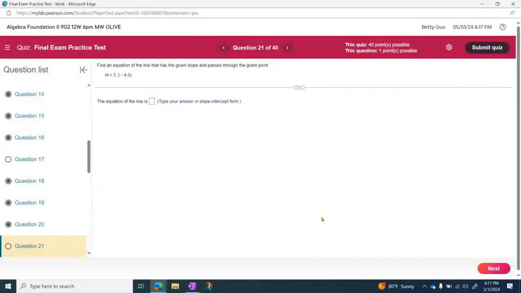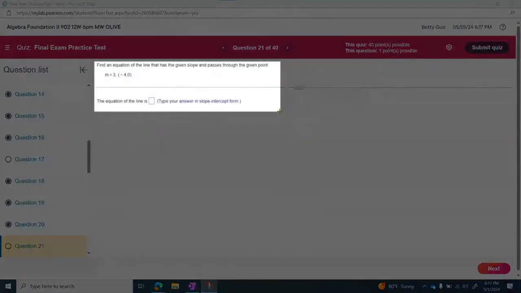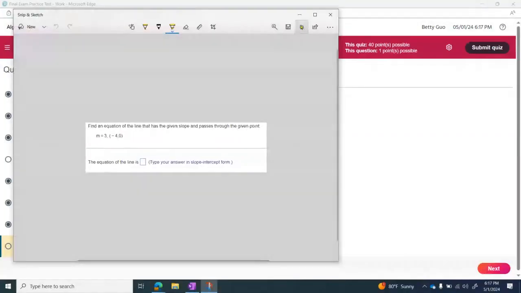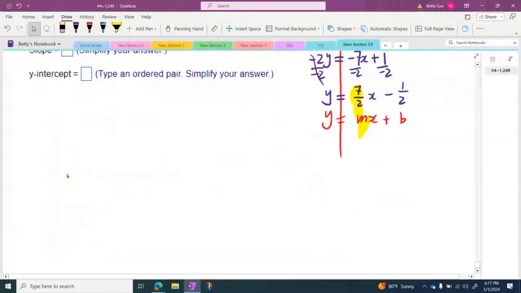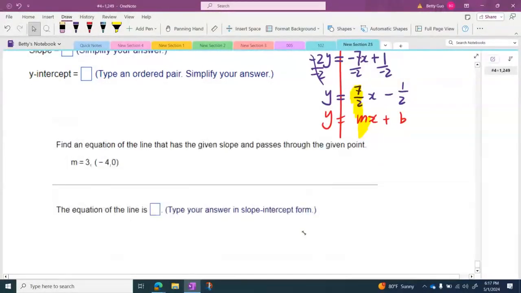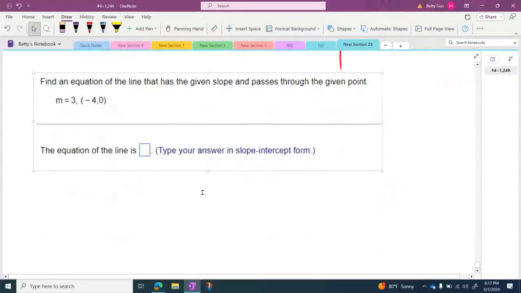Next, find an equation. Let me copy paste, then I can see it better. It's very tiny. Make it bigger. Find an equation of the line that has the given slope and passes through the given point. The equation of the line is, type your answer in slope-intercept form.